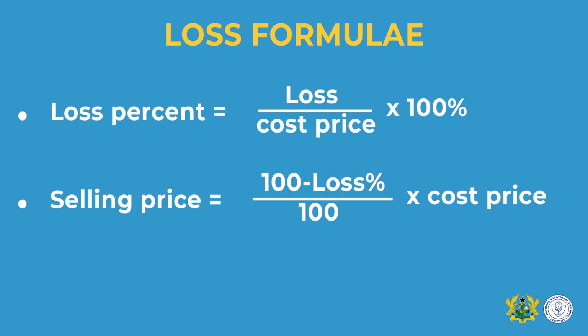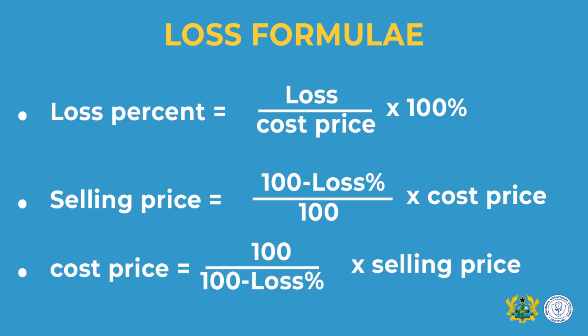Again, we can calculate our cost price when our selling price and then that of loss percent are also given. And its formula will be 100 over 100 minus loss percent times your selling price, as can be seen on the screen. These are formulae that, as I said earlier, you need to have at your fingertips. Don't forget what I said. We don't have any mathematical table that you can refer to, so you have to find your own ways of having them at your fingertips.